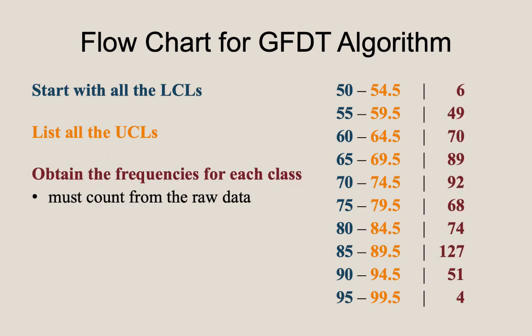The next step is then to obtain the frequencies for each class, and this is done by going back to the original data, which I encourage you to do, and look to see how many values were there between 50 to 54.5. In this case, there were 6 values in that range, so we indicate the frequency here for that. And this then gives us the grouped frequency distribution table for our physics final exam data, the GFDT. I encourage you to convince yourself that these numbers are indeed correct.